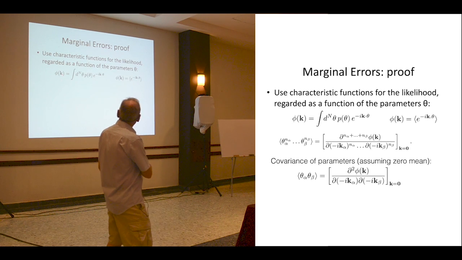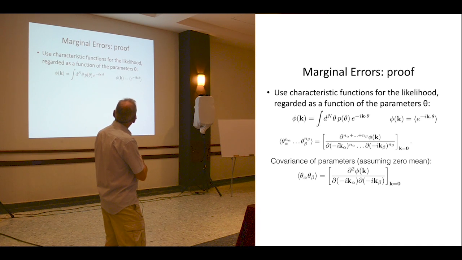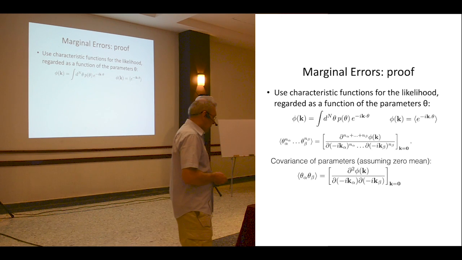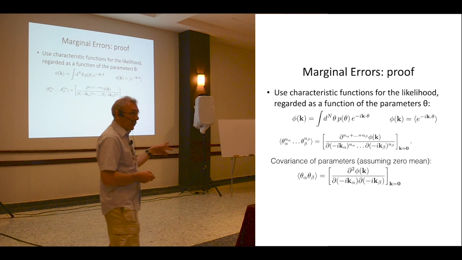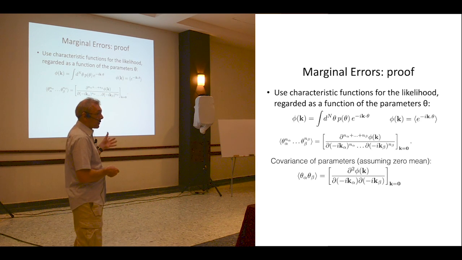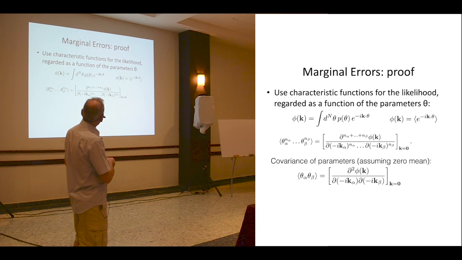So if we define the characteristic function as the Fourier transform of the probability distribution, then we regard this as the expectation value of e to the minus i k dot theta using the probability distribution P. Then it's easy to show, to generalize what we did earlier in the week. If you want the correlation properties of a number of parameters, you simply differentiate the characteristic function with respect to ik for each of the parameters that you're interested in.